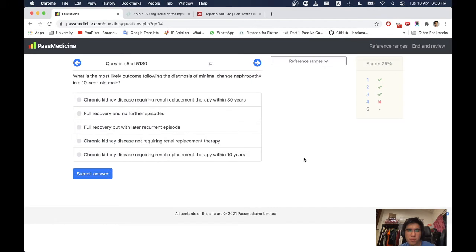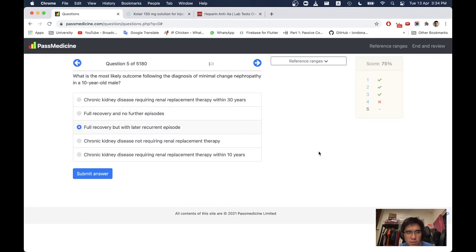Okay, next question. What's the most likely outcome following the diagnosis of minimal change nephropathy in a 10-year-old male? Minimal change is the best prognosis. It's a cause of the pathophysiology of nephrotic syndrome. So CKD requiring renal transplantation, probably not. Full recovery, no further episodes, probably not. There's a risk of further episodes. Full recovery with recurrent episodes.